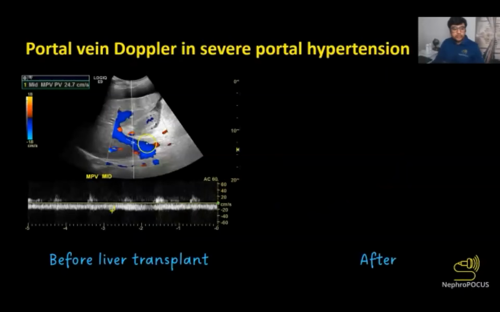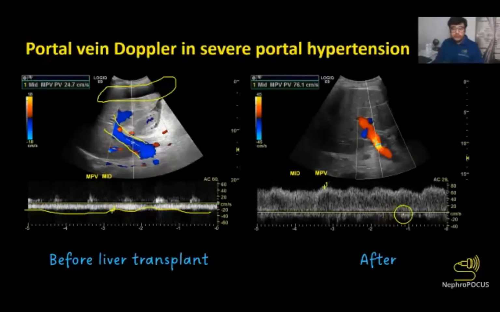And here is a nice example showing a blue portal vein. Blue portal vein means the flow has completely reversed, right? And it's seen in patients with cirrhosis. This patient has cirrhosis. You can note a little bit of ascites here. On spectral Doppler, it's completely reverse flow. And this patient got a liver transplant, and on follow-up examination, you can see that it has completely normalized.